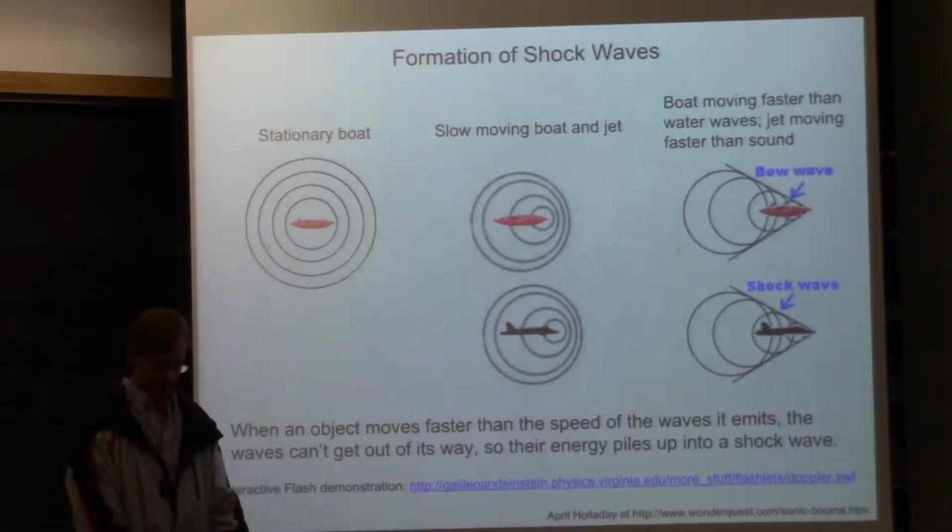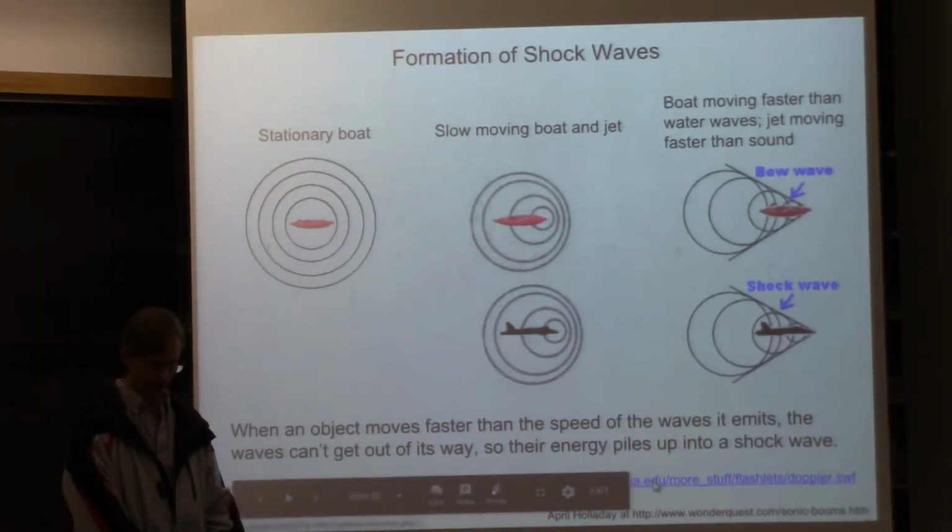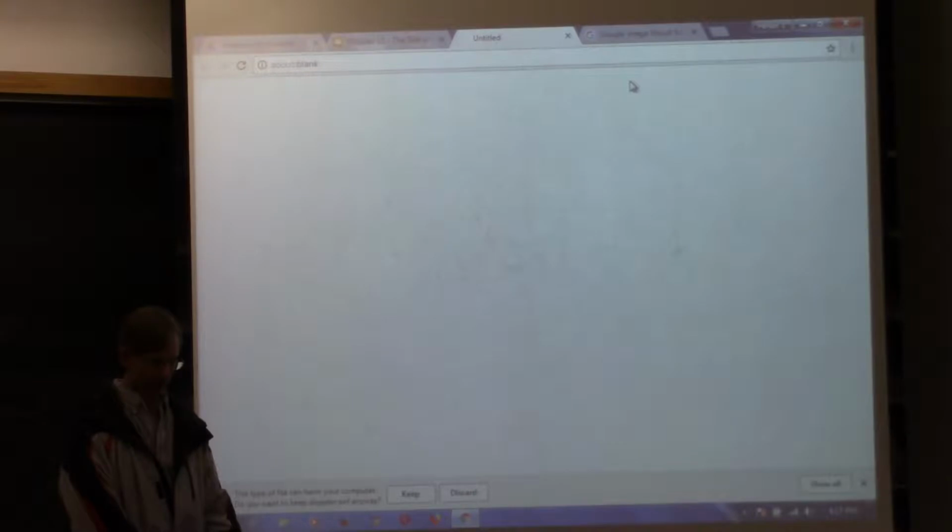And so here, I think I can click on this and get this animation showing what's going on.